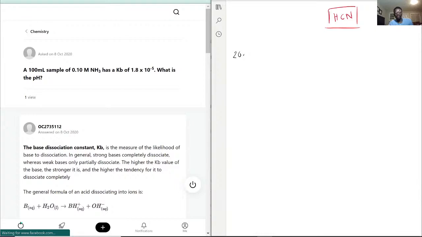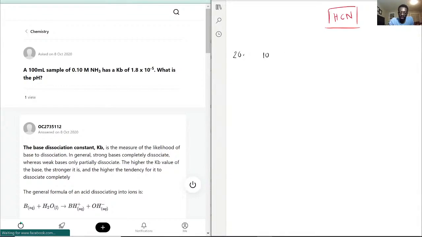A 100 ml sample of 10 moles of NH3 has a Kb of 10 to the negative 5. What is the pH? Nice. So this one is a multi-step question where we do need ICE tables and also need to make sure we know what we're solving for here. But first, let's just simply write down what the formula is, okay?